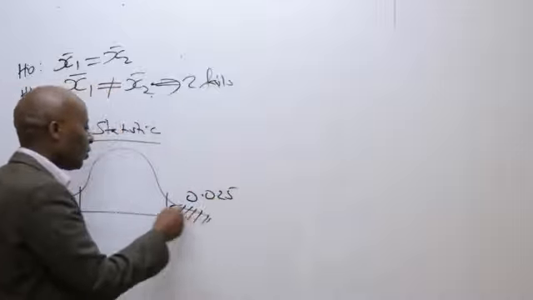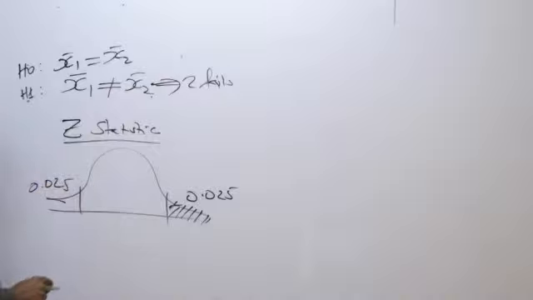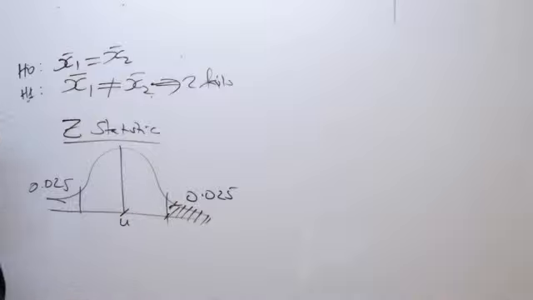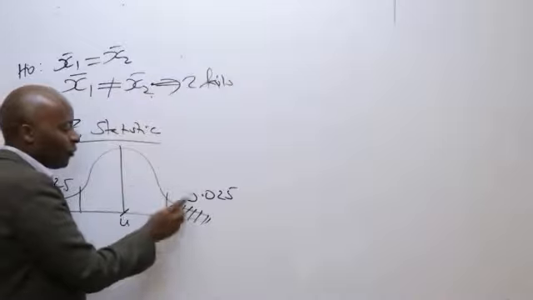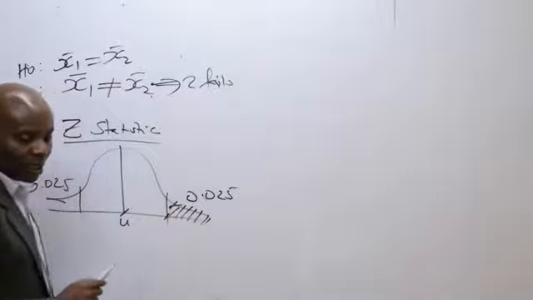0.025, and of course this other area will be 0.025. So then I'm interested in this area from the middle to here. So I'll have to come and take 0.5 minus this. So 0.5 minus this, what figure shall we get?